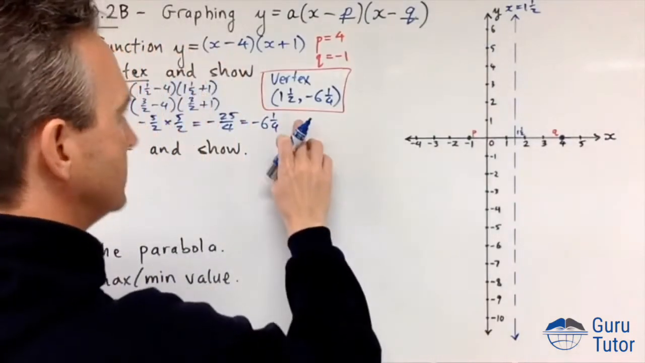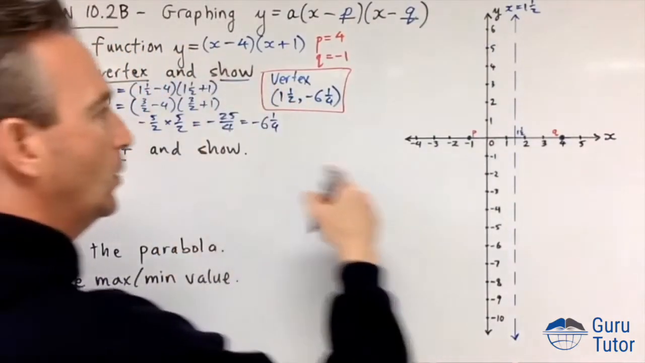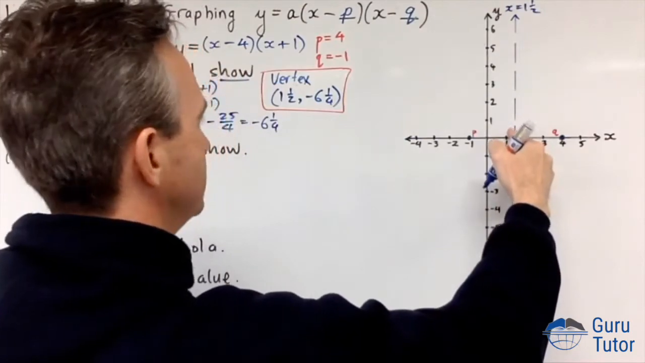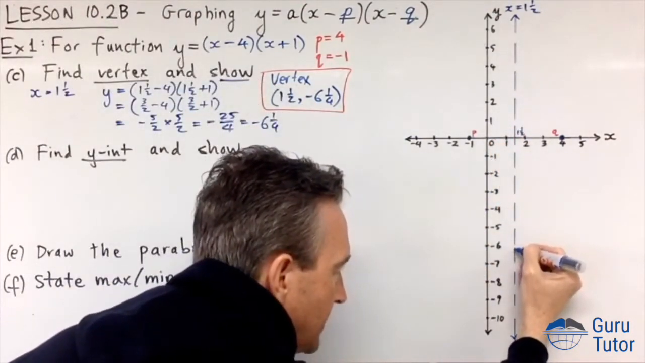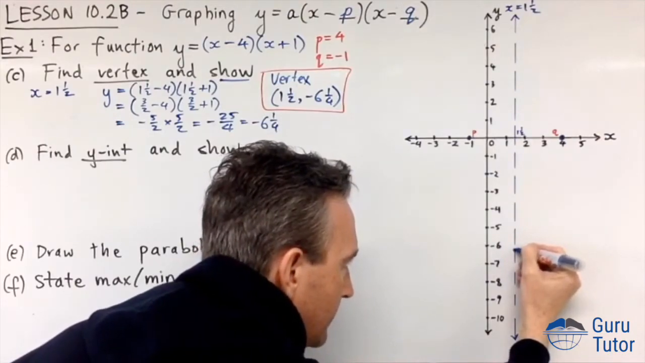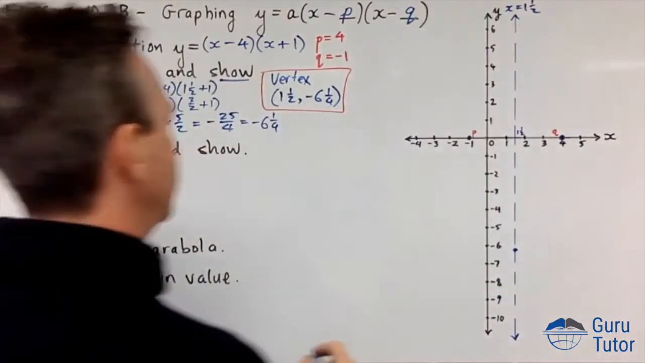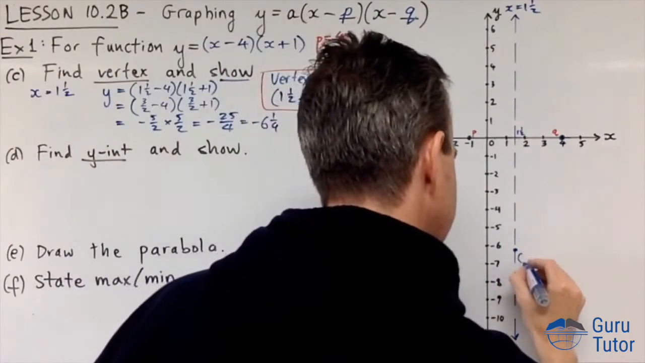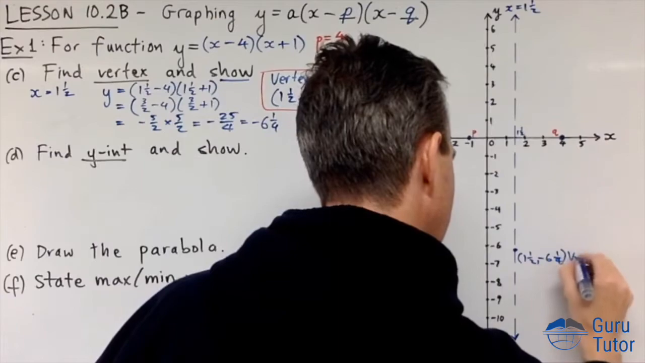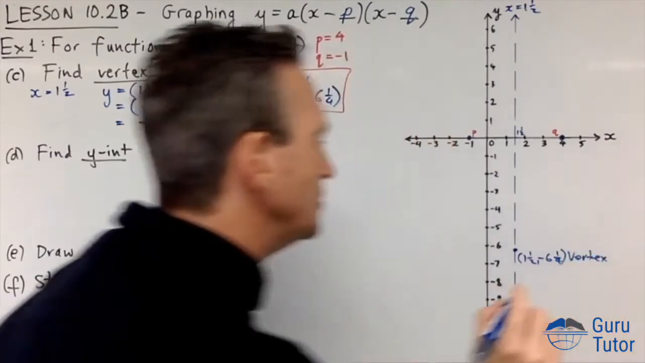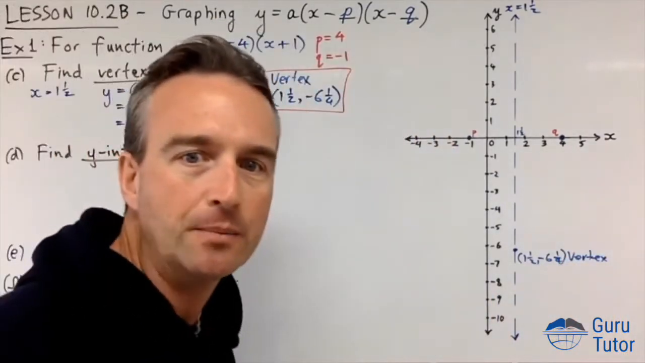So let's show it on our diagram here. 1.5 on the axis of symmetry. Where's negative 6.25? So there's negative 6, there's 6.5. I guess it will be about here. So let's write that clearly, okay? And I'll write the coordinates next to it. Negative 6.25. Vertex. If you're not sure if you should label something, then just label it, okay?